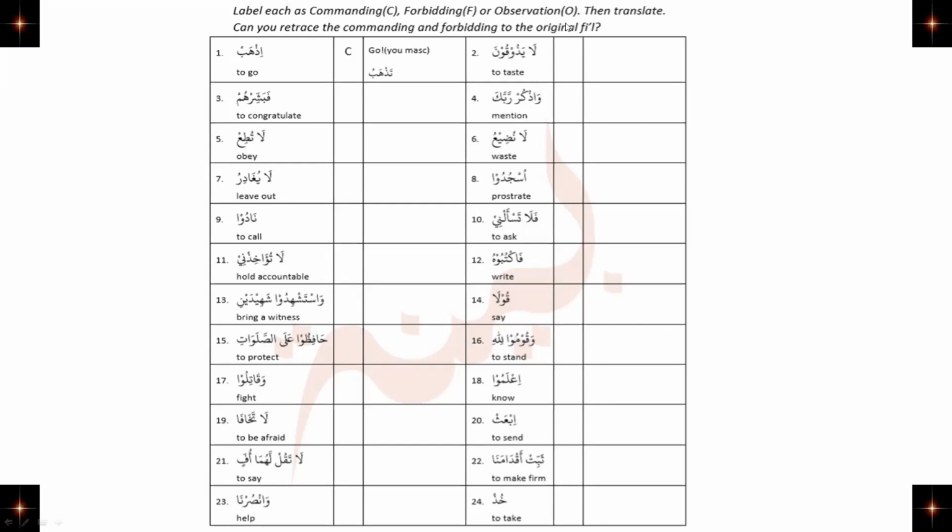The one that is commanding will make the fi'l mudari lightest, but the one that is observant does not affect the fi'l mudari. And the one that is forbidding affects the fi'l mudari. Command does not have a la. But it is also in the second person. Both forbidden and command are in second person.